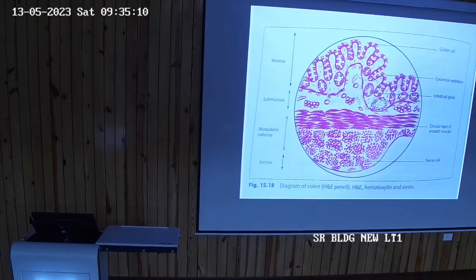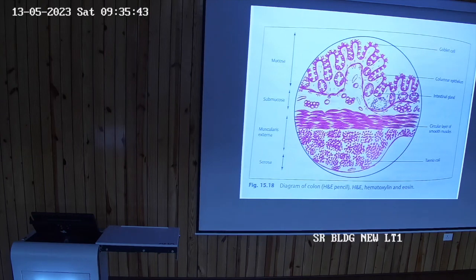Now look, this is the slide of colon. There are no villi. Have you seen any evagination? No. These are the invaginations. That means only the crypts of Lieberkühn are present. And is the number of goblet cells increasing or not? The number of goblet cells increases, and there is no part of the villi.